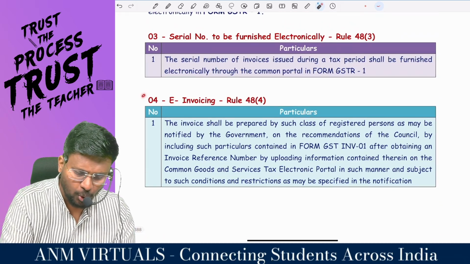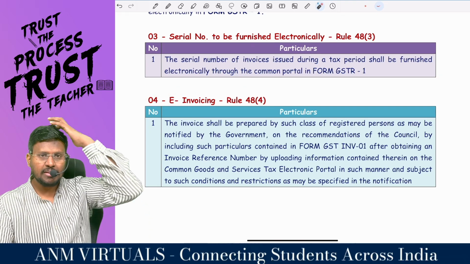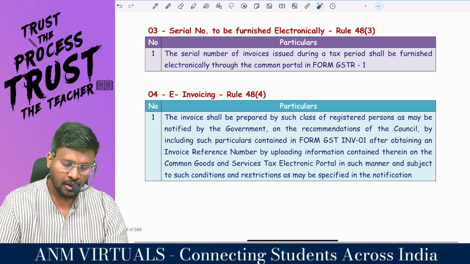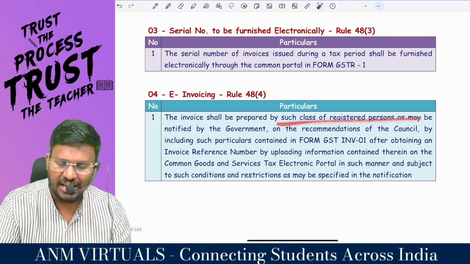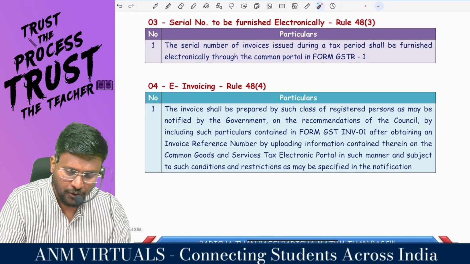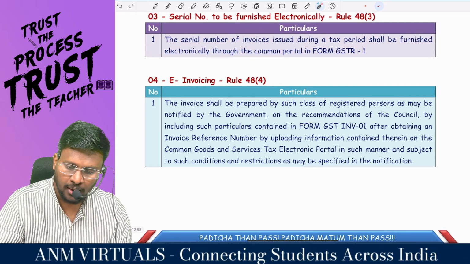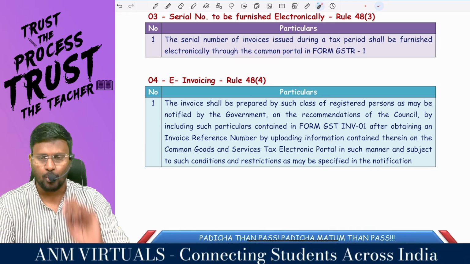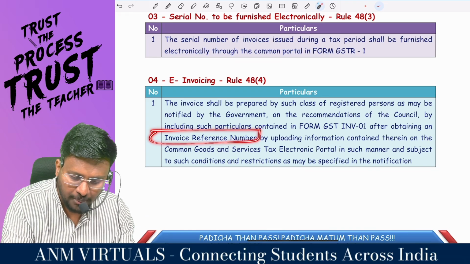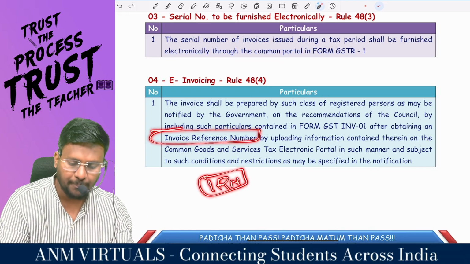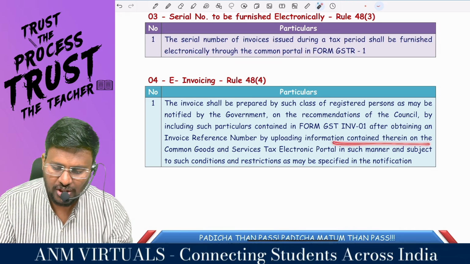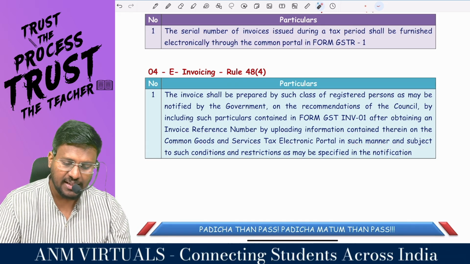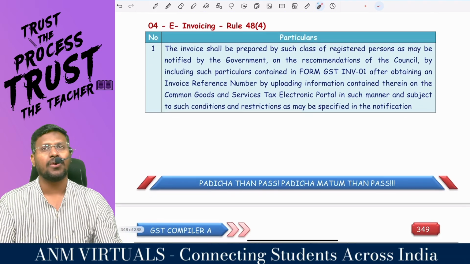Coming to Rule 48, sub-rule for e-invoicing. We have talked about the QR code. The next concept is e-invoicing. The invoice shall be prepared by such class of persons as may be notified by the government on the recommendation of the council, including such particulars contained in form GST INV-01, after obtaining, very important, the IRN. What is IRN? By uploading information thereon on the common Goods and Services Tax electronic portal in such manner and subject to such conditions and restrictions as may be specified.